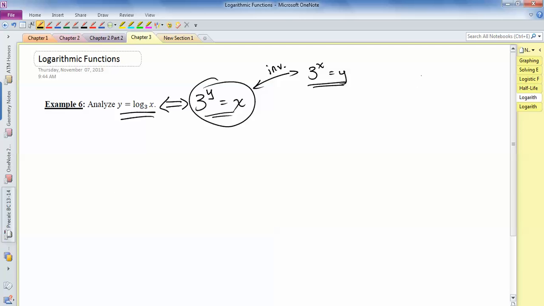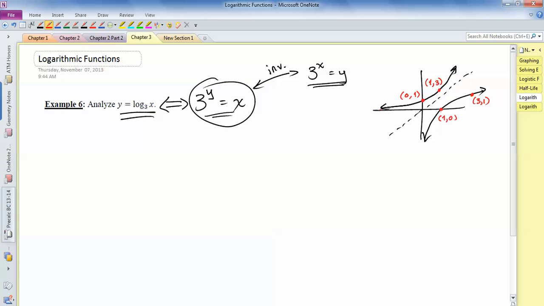And 3 to the x equals y is a pretty basic looking exponential like this. Remember, with inverses, you just reflect across y equals x. You're going to get a picture that looks like that for the log function. A point that we know is on the original, 3 to the x equals y, is 0, 1, since all of those go through 0, 1. And since it's 3 to the x, this would go through 1, 3, which means on our log function, it's going to go through 1, 0 and 3, 1.